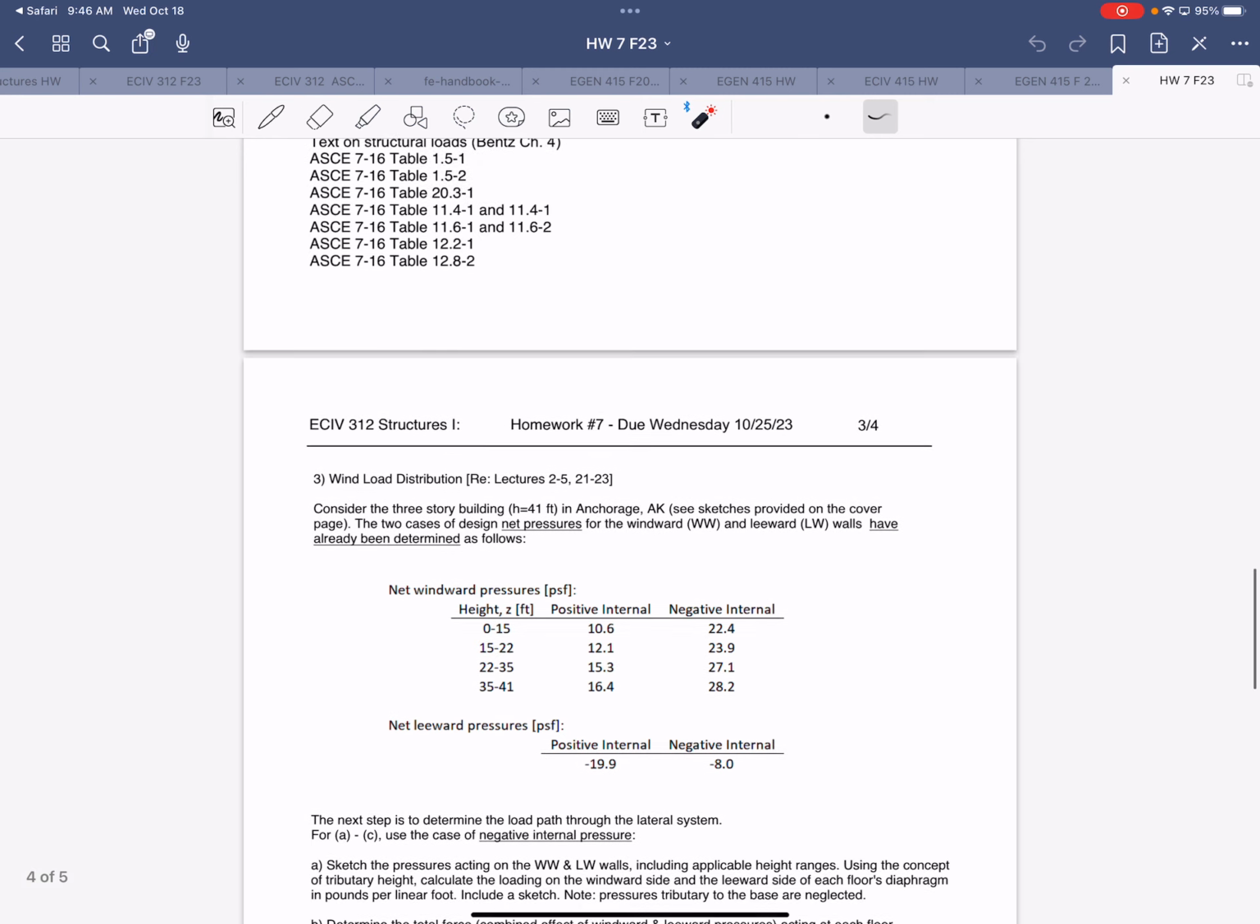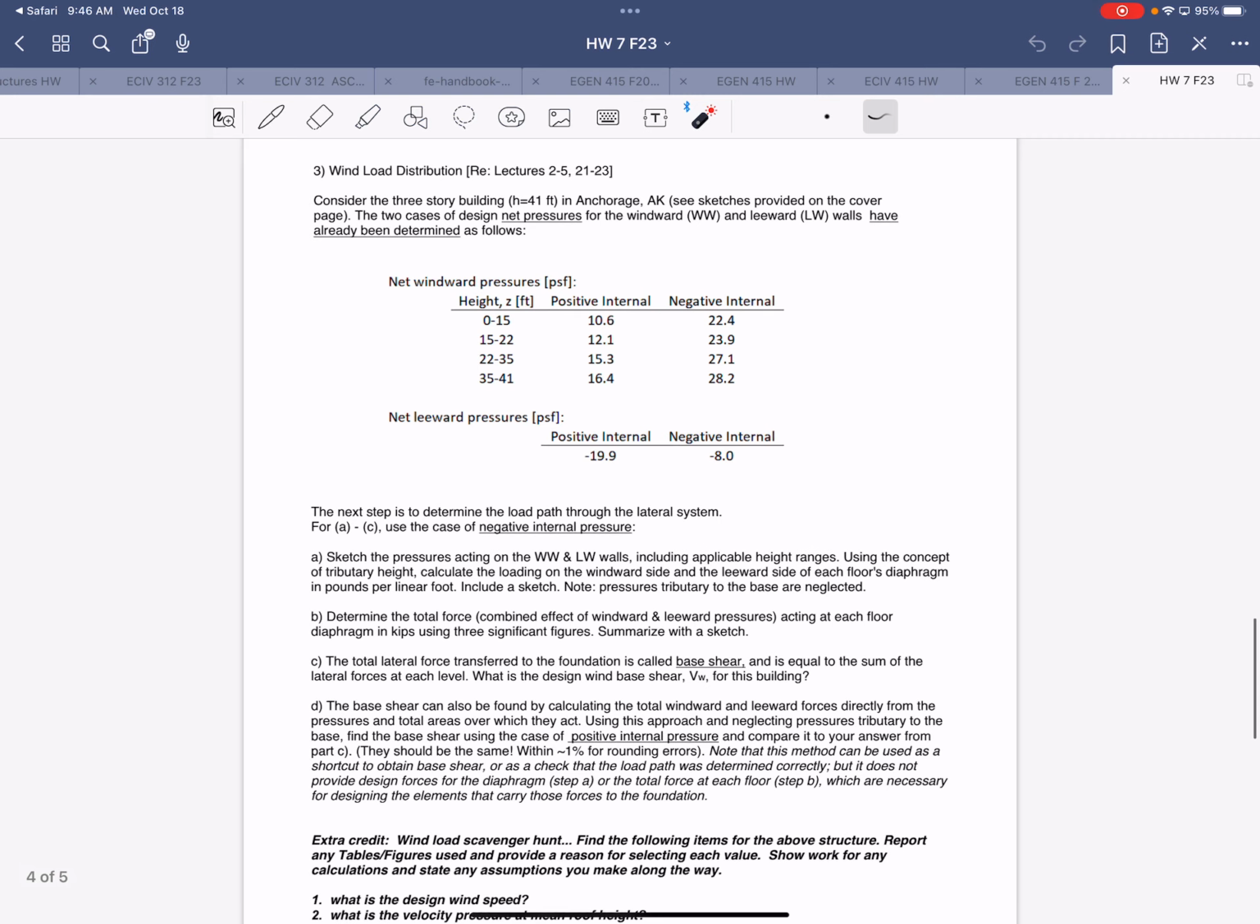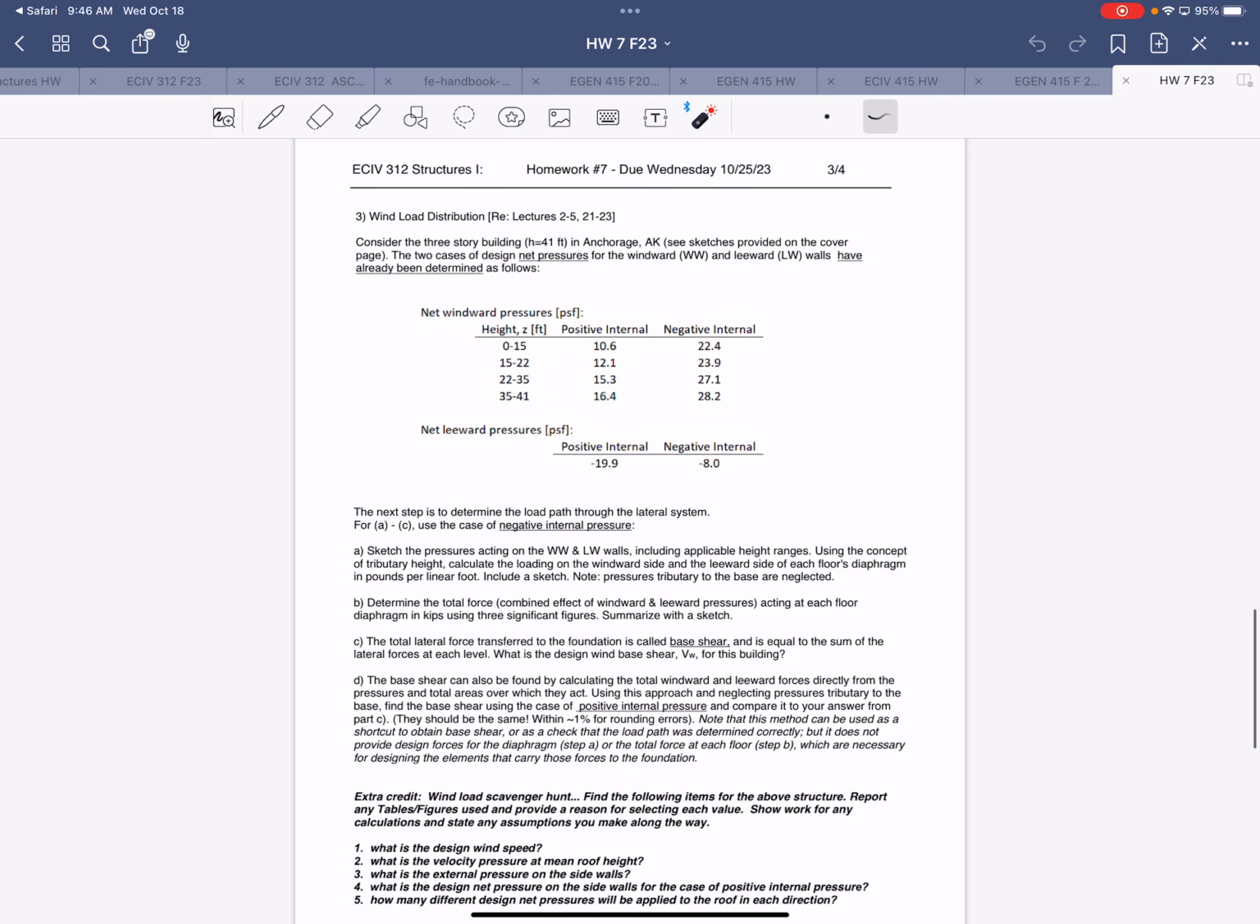And that's going to be pretty straightforward, just following that process for calculating seismic loads on that building, right? For the wind loads problem, all right, you don't have to calculate those net design pressures that we just talked about and went through that example on how to get them. You don't have to calculate those for this problem. They're already provided. So what you're going to be doing in this problem is taking those pressures and then distributing them through the lateral force resisting system.